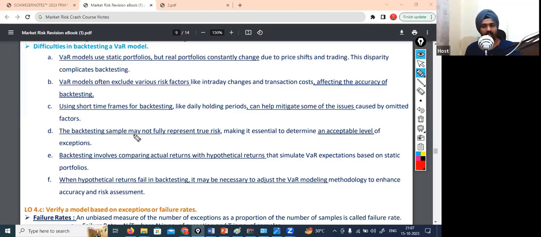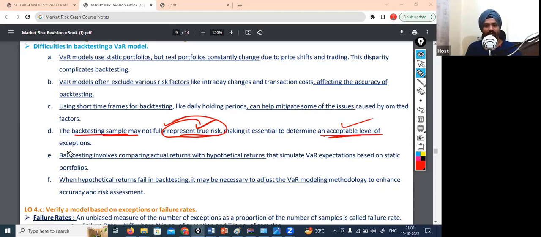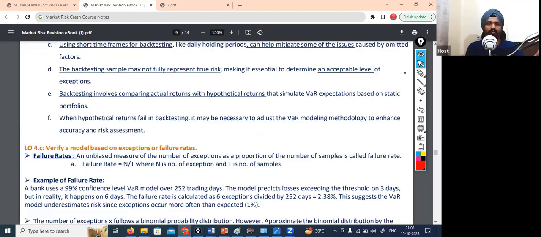The backtesting sample may not fully represent the true risk. When you take out the sample to backtest, that may not represent true risk. That can again become a challenge, making it essential to determine an acceptable level of exceptions. So you really don't know what the acceptable level of exceptions is.